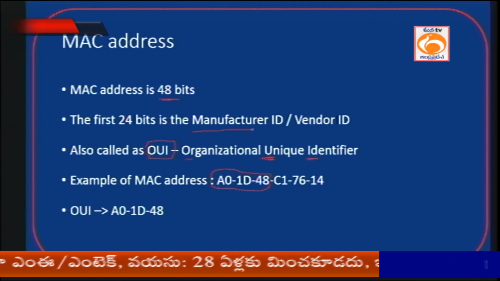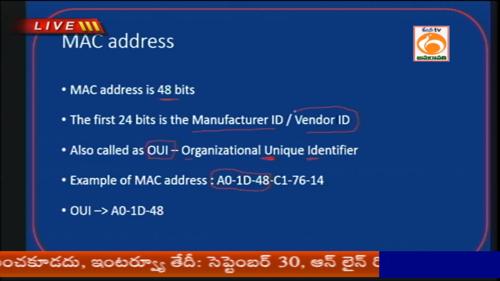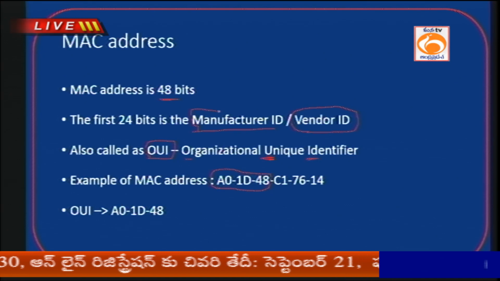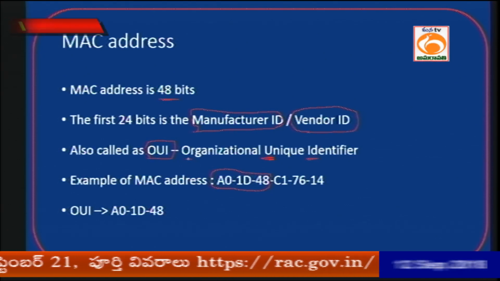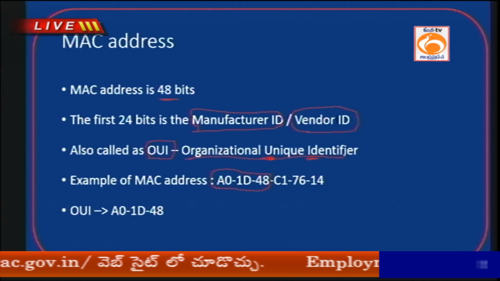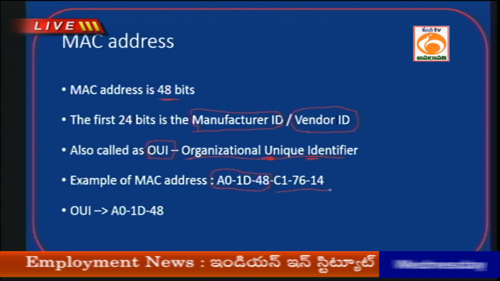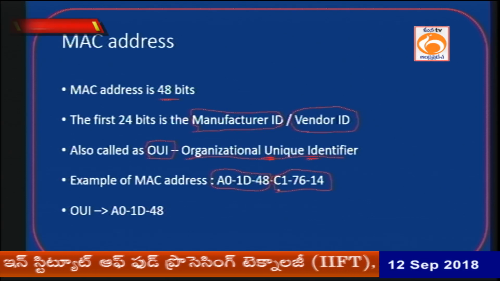The first 24 bits of the MAC address are also called the manufacturer ID or vendor ID, because those who manufacture network interface cards are given a code. The first 24 bits are called the vendor ID, and the technical name is OUI, Organizational Unique Identifier. And the last 24 bits are a sequence number allocated by the vendor for each network device.